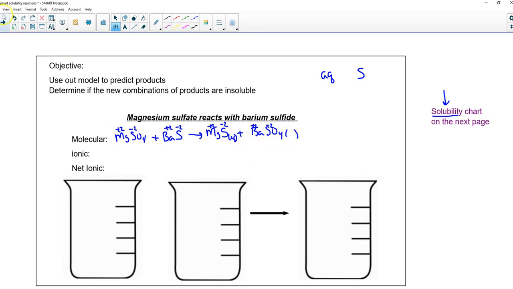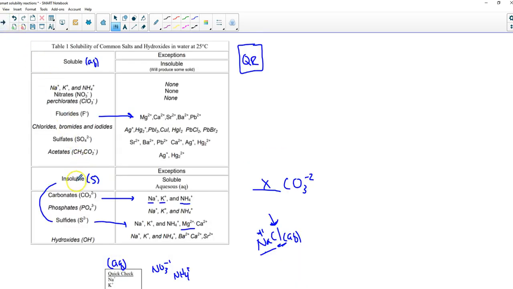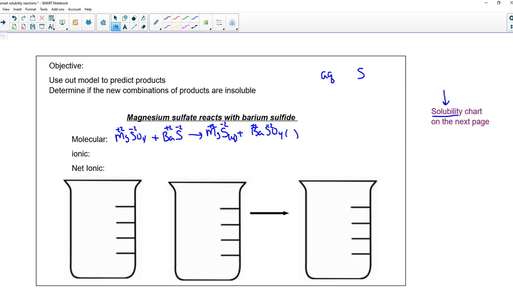Barium sulfate. Okay, sulfates generally are aqueous. They dissolve nicely. Exceptions would be barium. Okay, barium is going to be solid. Okay, let's go add that one. So this one is going to be solid.